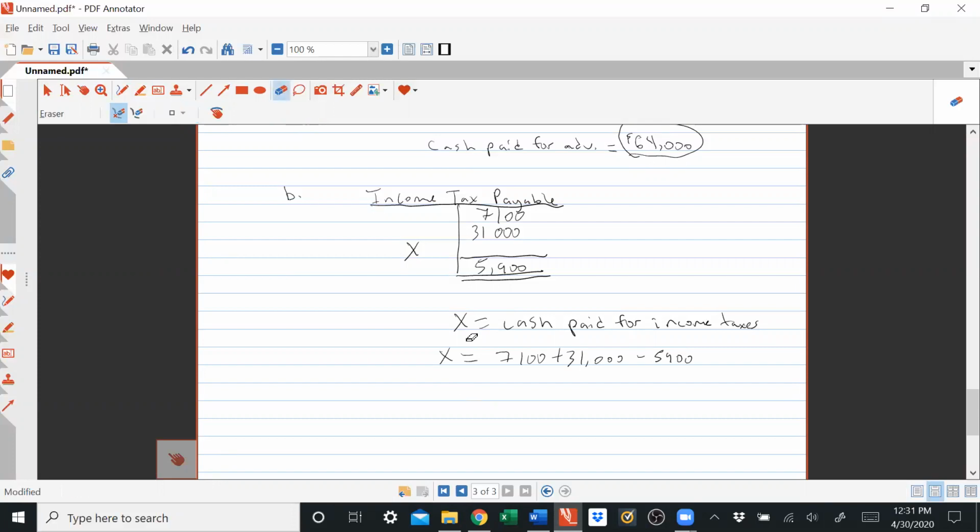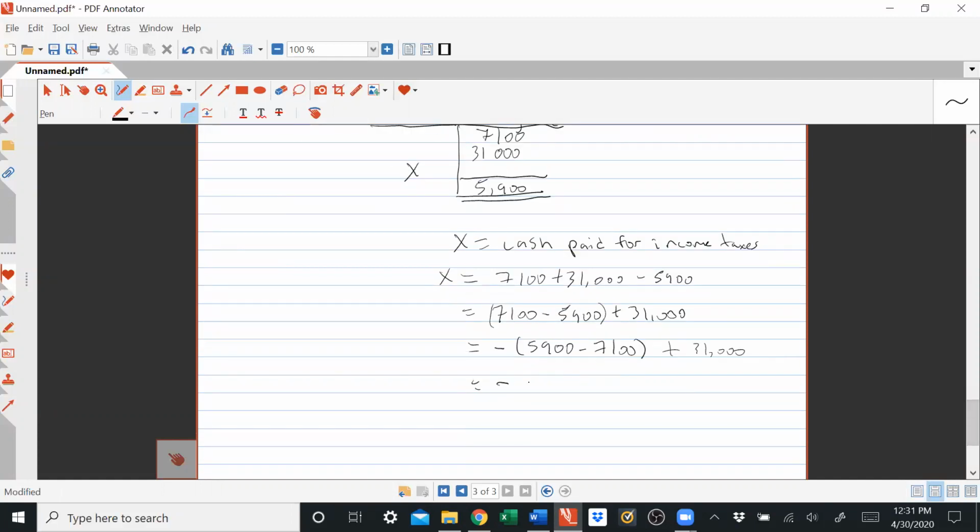Or if you rearrange, 7,100 beginning balance minus ending balance plus the income tax expense. Or if we rearrange this, we can put a negative sign in front. Then we can take the change, ending balance minus beginning balance, plus 31,000 income tax expense. Or it's the negative change in the income taxes payable plus the income tax expense. That's how you figure out cash paid for income taxes. So let's go back and just do the simplest calculation. 7,100 plus 31,000 is 38,100, minus the 5,900, and you get 32,200.